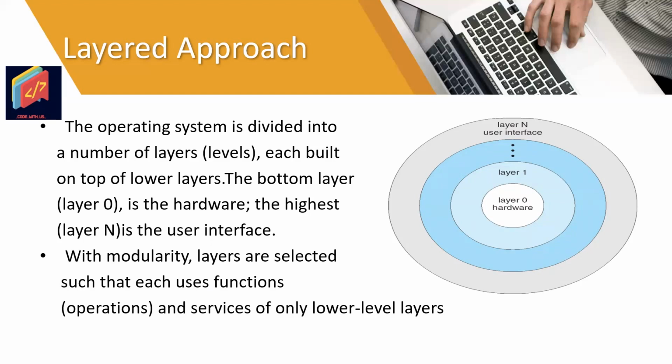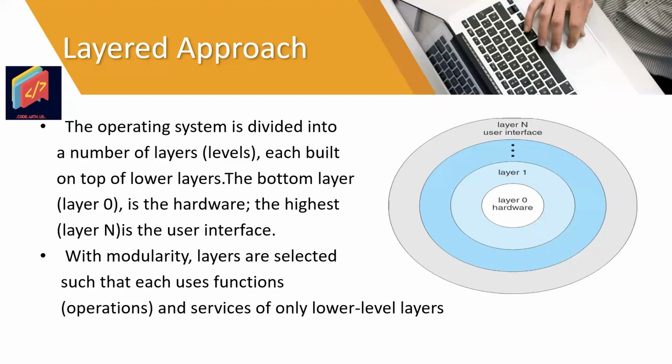What are the rules? The first one is that the outermost layer must be the user interface, which is nothing but layer n. This is the outermost layer, and it is the user interface. The second one is that the innermost layer must be the hardware layer, which is nothing but layer 0. This is the innermost layer, the hardware layer.